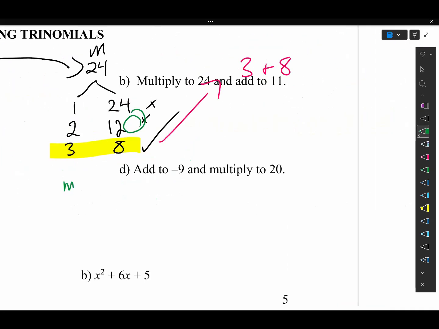Good, here we're multiplying to positive 20. We're going to start off, we have 1 and 20. We have 2 and 10. We have 3. Oh, 3 doesn't work, so I'm not even going to write that. And then I have 4 and 5. Now, do any of these add up to what we need, to negative 9? No, absolutely not.